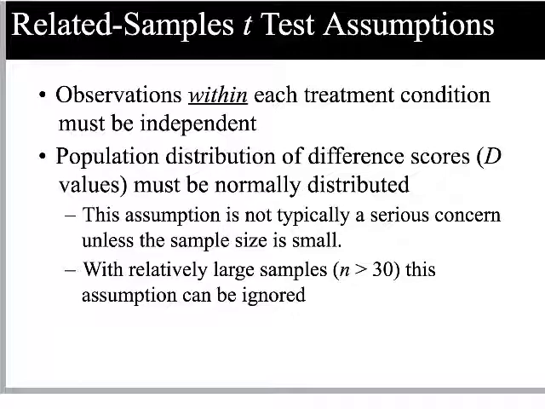And then the population distribution of the difference scores must be normally distributed, okay? This assumption is not typically that much of a concern unless we have really small samples, like the example I gave before, n equals 4. That's a very small sample, and so we'd be concerned if the population from which these scores are derived was not normally distributed. With a large sample, this assumption can pretty much be ignored. So if we're anywhere close to or over 30, then we can pretty much ignore this one.